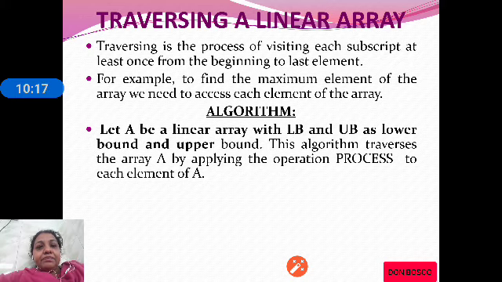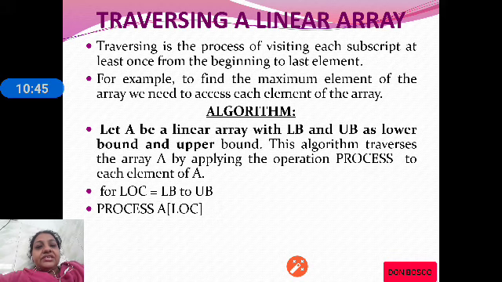Let us take an example. For example, A be the linear array, LB and UB. LB is the lower bound, UB is the upper bound. That is, LB is the index of the first element in the array, UB is the index of the last element of the array. For example, location is equal to LB to UB. That means we are starting from lower to higher or upper bound. We take each element and we process it.